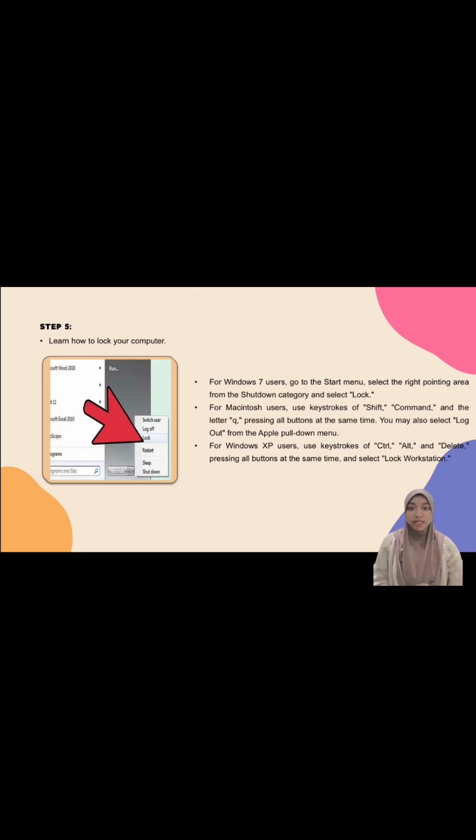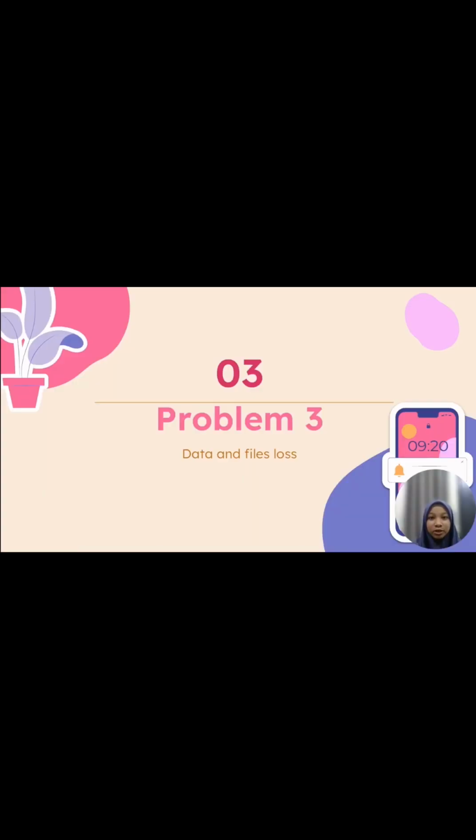For Windows 7 users, go to the Start menu, select the right pointing arrow from the Shutdown category and select Lock. For Macintosh users, use the keystroke of Shift, Command and the letter Q, pressing all buttons at the same time. You may also select Logout from the Apple pull-down menu. For Windows XP users, use the keystroke of Ctrl, Alt, and Delete, pressing all buttons at the same time and select Lock Workstation.